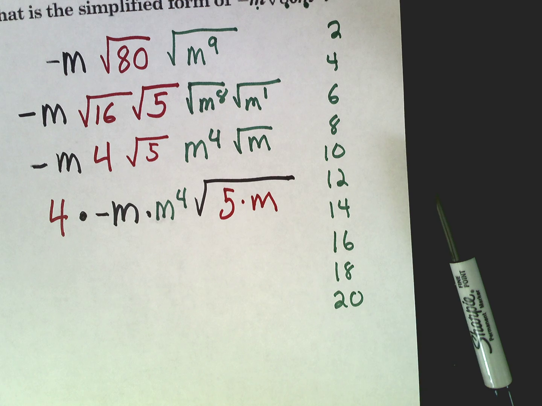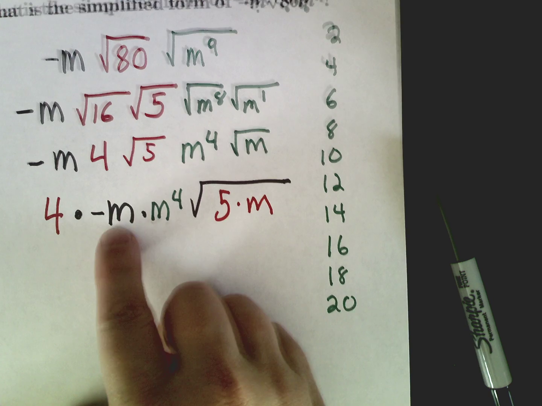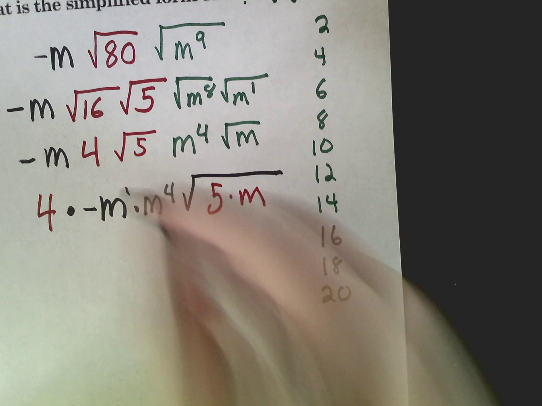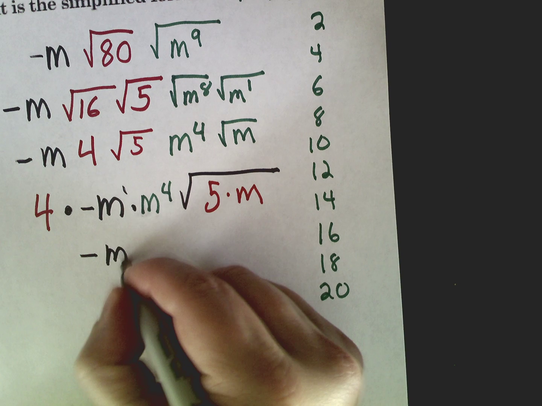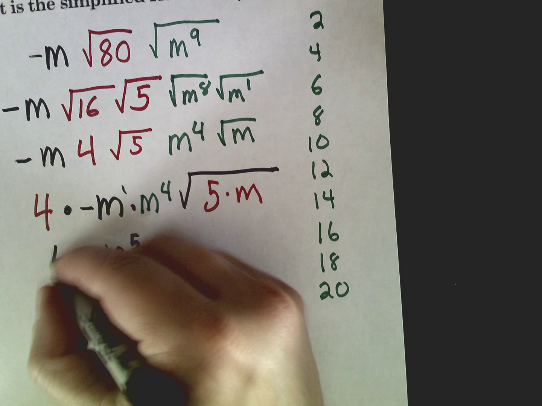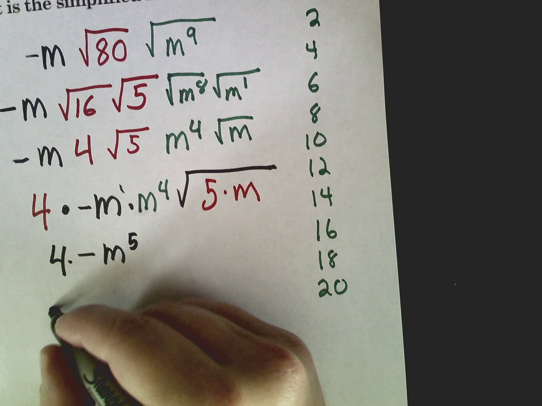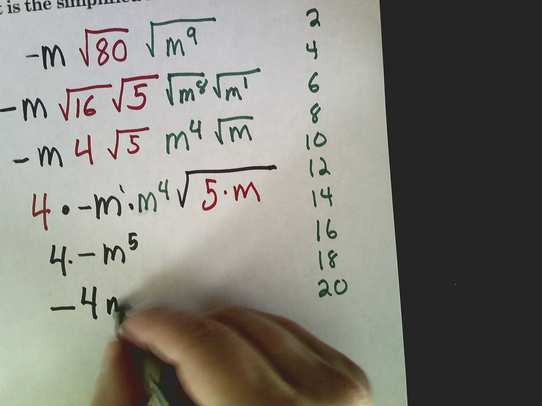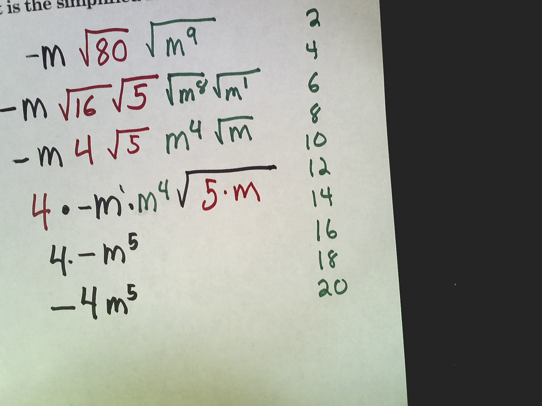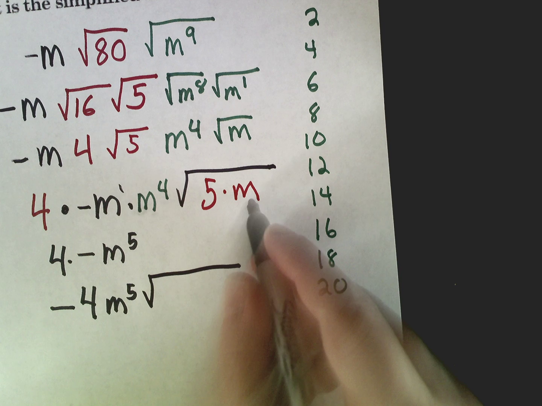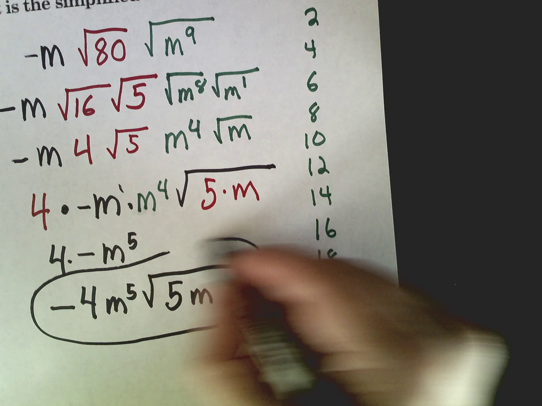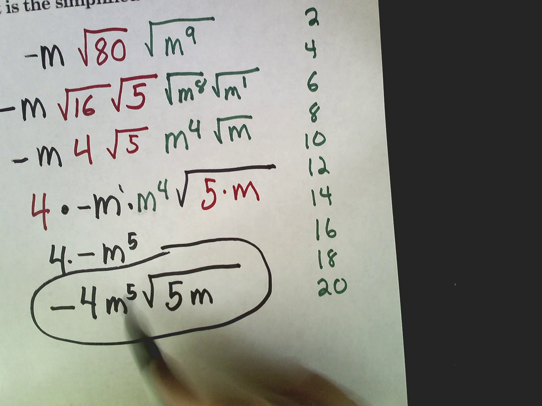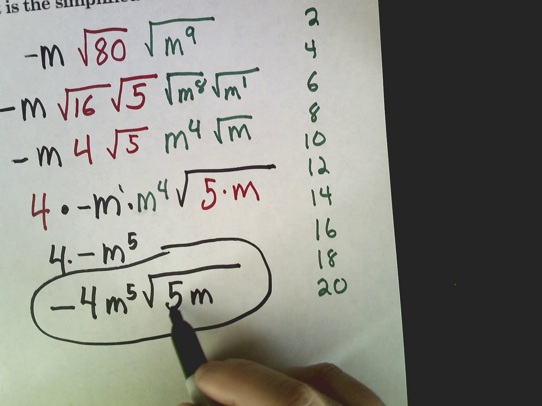Next step, let's put this all together. Well, m times m4 is really m to the 1st times m to the 4th, so I'll just make that negative m to the 5th. Times it by 4, this will become a negative number, negative 4m to the 5th. Just like we did when we were multiplying exponents, same exact thing. Square root, 5 times m is just 5m. That, my friends, is our final answer. Negative 4m to the 5th power times the square root of 5m.